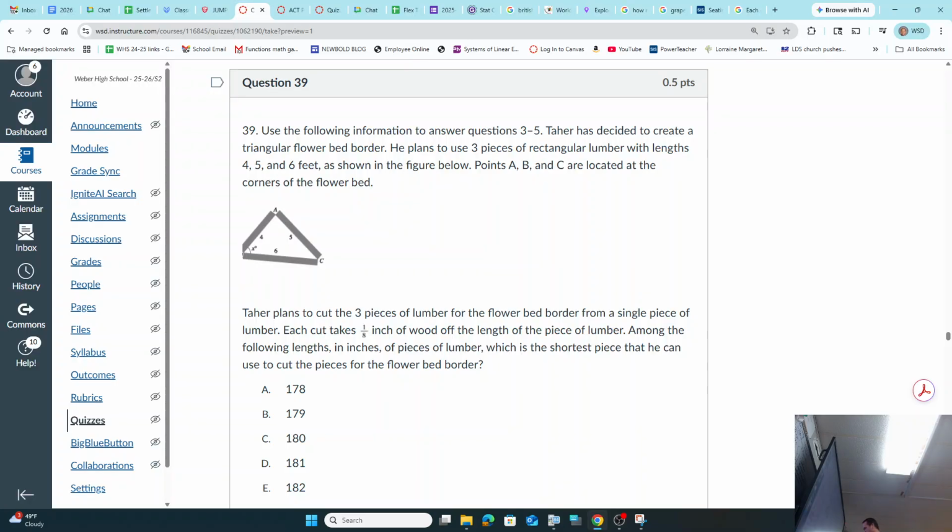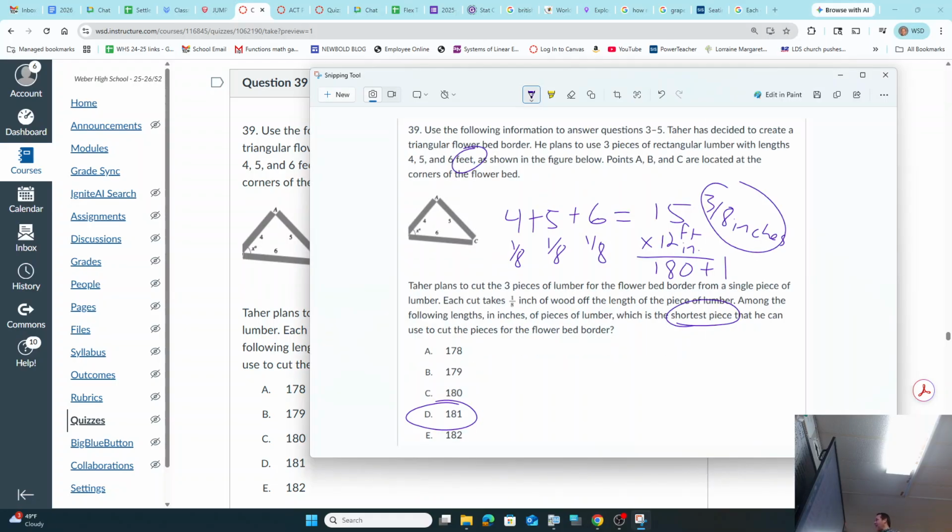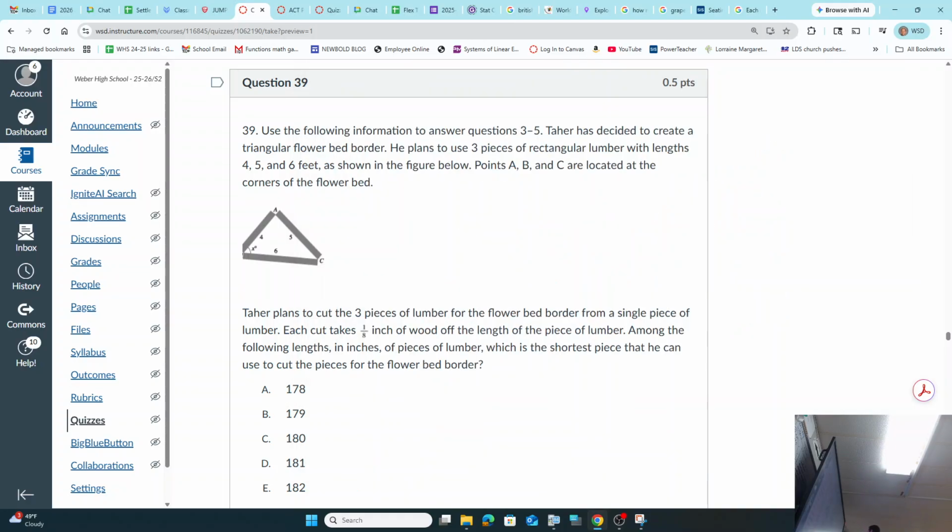All right, and we are back. Okay, so we were just busting this guy out, and we got it, 39. Woo! It's 180 plus the 3/8, so you have to account for losing that. You need one more inch to cover that 3/8 of an inch. Okay, next one.